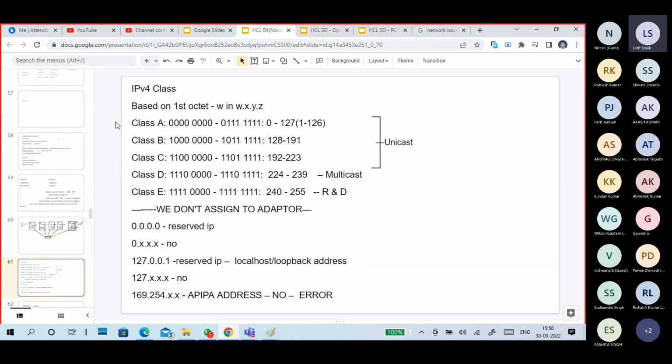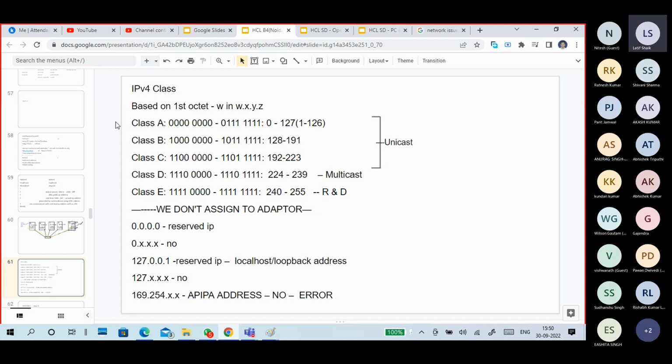These IP addresses are used by different types of services. For example, when you want to deploy an application or an operating system, that is when we use multicast addressing for certain reasons.